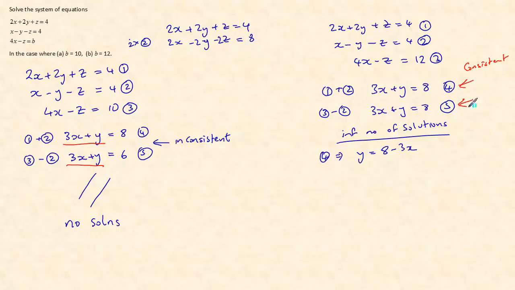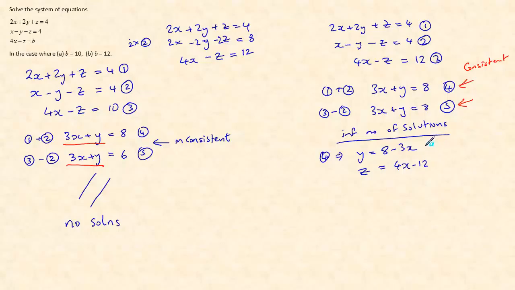So we can now get rid of y by adding these equations. So 4x minus z would be equal to 12. And so that gives me that z is equal to 4x minus 12. So we have y in terms of x, we have z in terms of x.